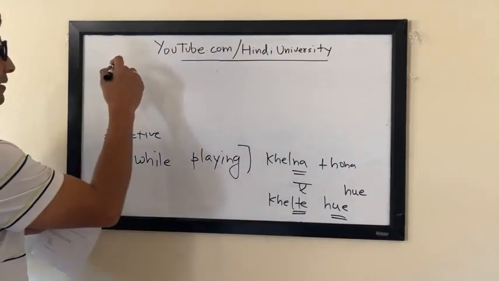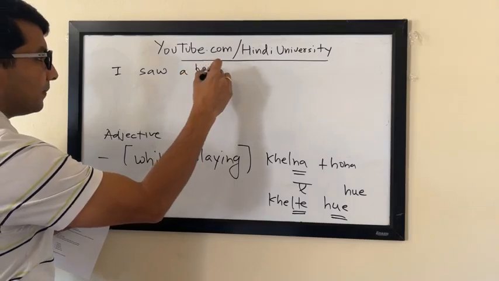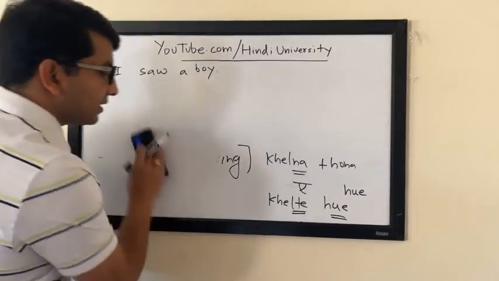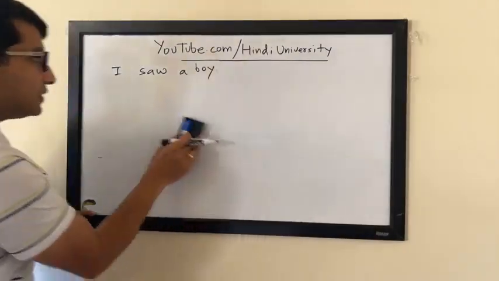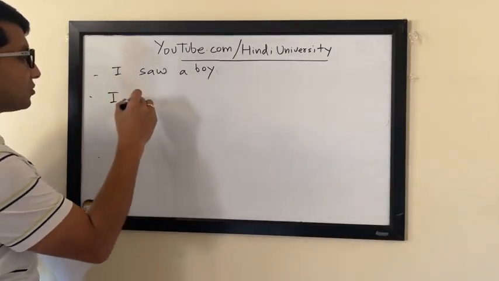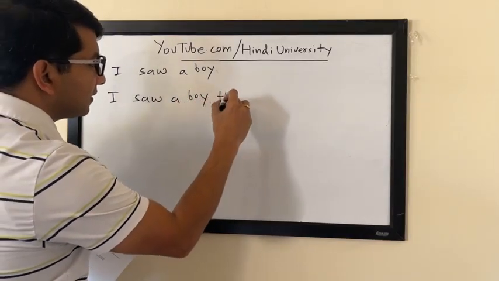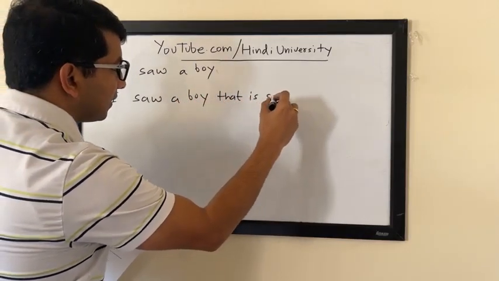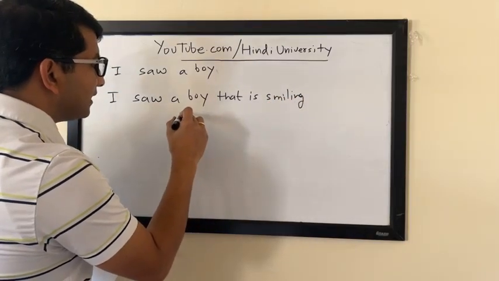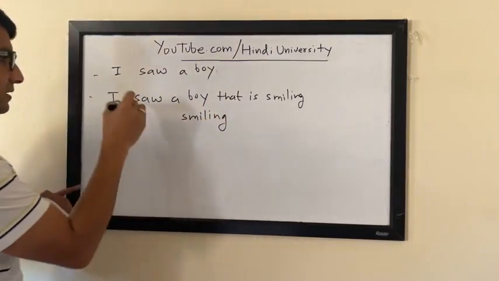So now I'm going to use a bigger sentence. I saw a boy. Hopefully that will give a better explanation. I saw a boy. Try to think about how you will say it in Hindi. The second one I have is I saw a boy that is smiling, or I saw a smiling boy. Either way is fine. This is the second one.